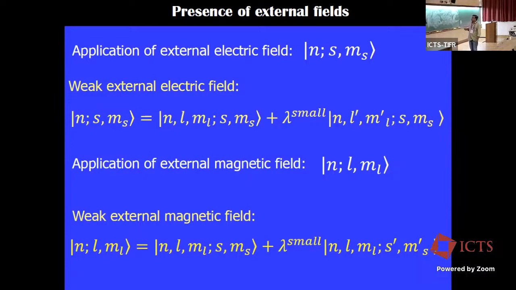And similarly, if you have a magnetic field, then the total angular momentum is not a good quantum number. That also you have to relax. Otherwise, if it's a weak magnetic field, again you have to treat it in a similar way.